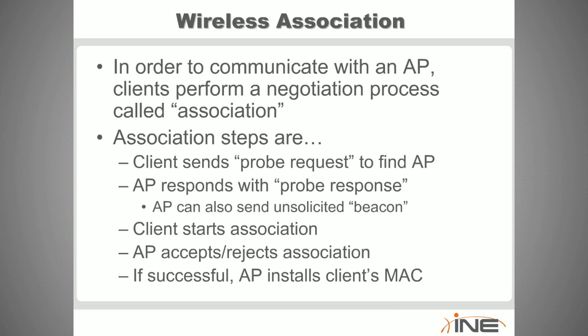Okay, so first the client sends the probe request. The AP responds with a probe response. So the client is asking and the access point is answering. Okay, there's also another possible progression for this where the access point started with an unsolicited beacon, which is basically a keep alive. If the client hears the beacon, then it knows that that access point is available for association. So the client starts the association, which is going to be made up of some authentication steps. If the access point accepts it, it's going to install their MAC address into what is effectively the CAM table.